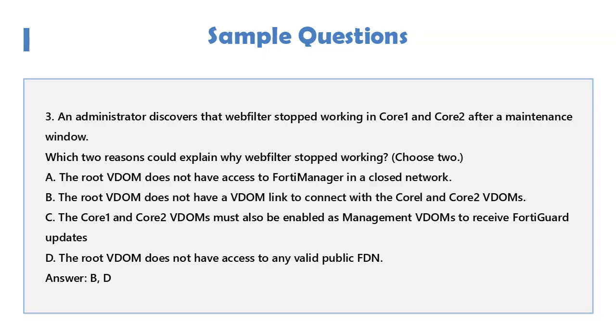B. The root VDOM does not have a VDOM link to connect with the Core 1 and Core 2 VDOMs. C. The Core 1 and Core 2 VDOMs must also be enabled as management VDOMs to receive FortiGuard updates. D. The root VDOM does not have access to any valid public FDN. Answer: B, D.